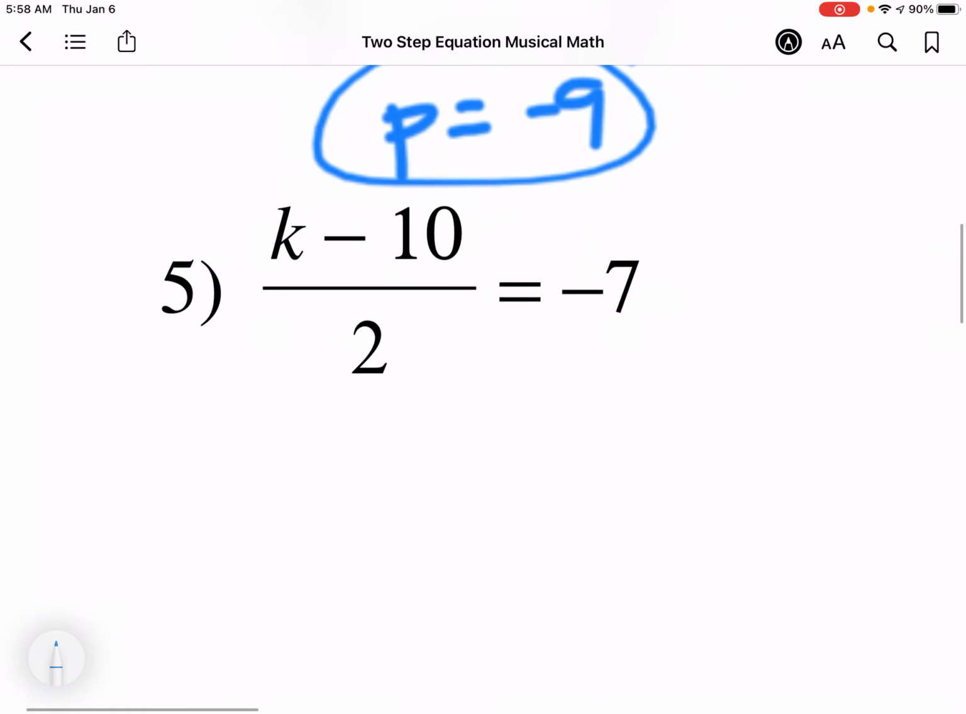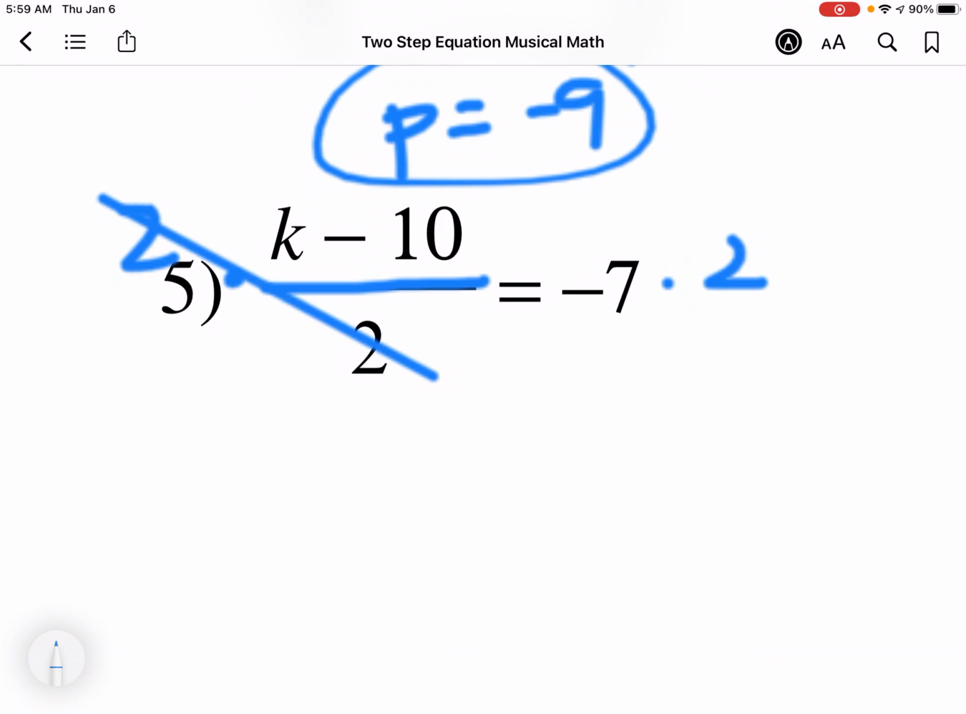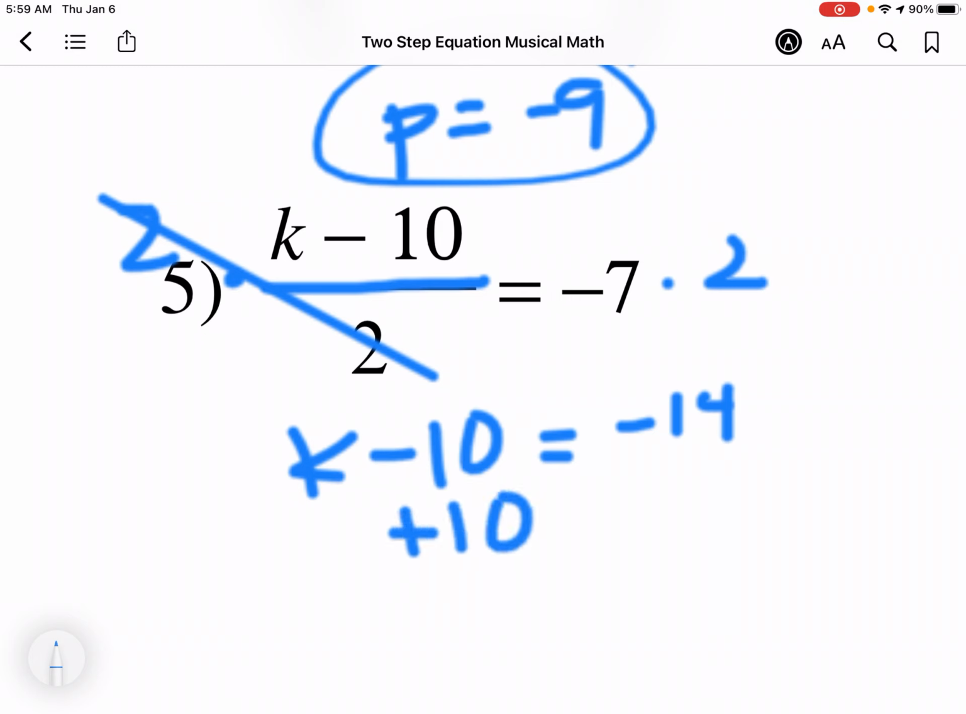Now these ones are tricky because they're different, and we did a mini lesson in class about them. So when you're dividing the whole thing, so the variable and the constant are divided by the same number, you're going to multiply first. You're going to clear that denominator first. So I'm going to multiply by 2 so that I'm left with k minus 10 equals negative 14. Then I'm going to add 10 to each side.